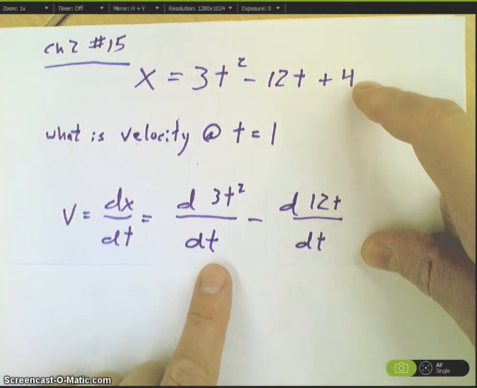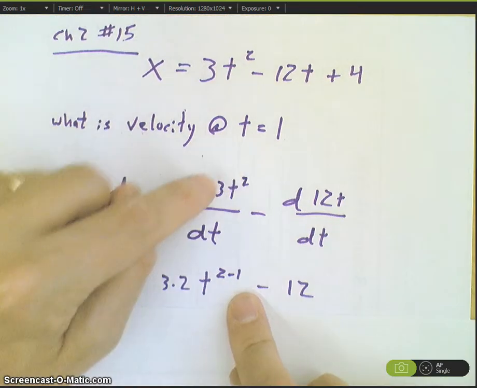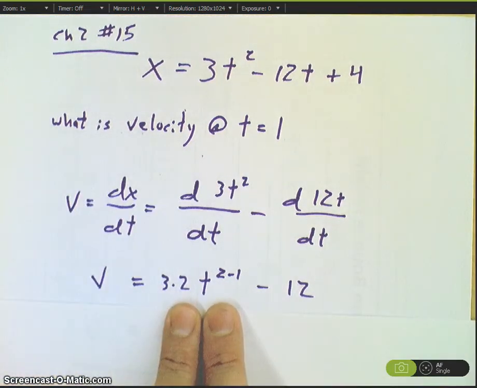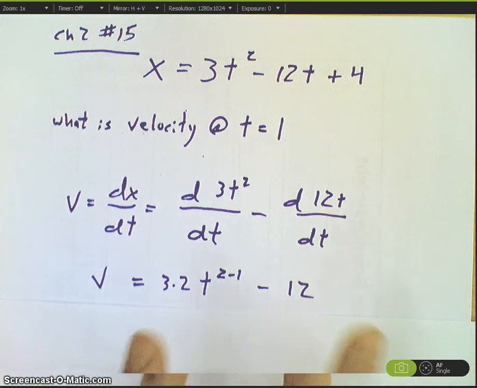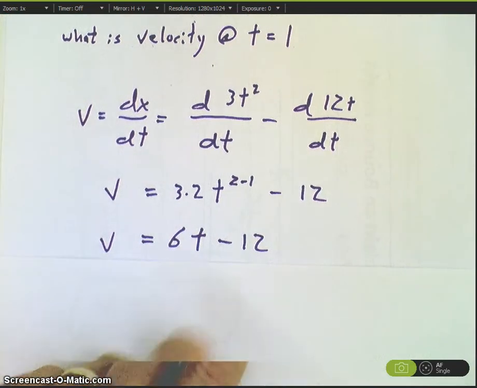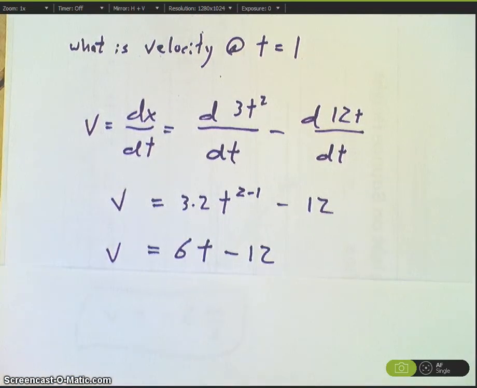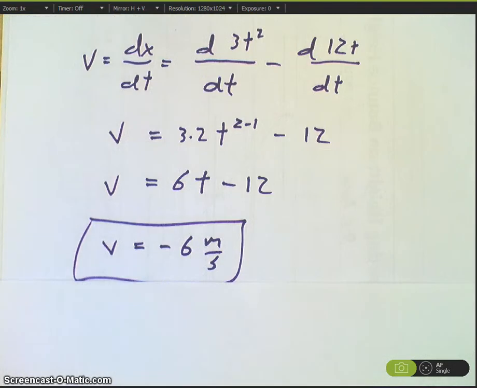From there, this term becomes that. This term becomes 12. And it simplifies to a velocity of 6t minus 12. And at t equals 1 second, we're going to end up with a velocity of minus 6 meters per second. So keep going, try out the rest of those problems.